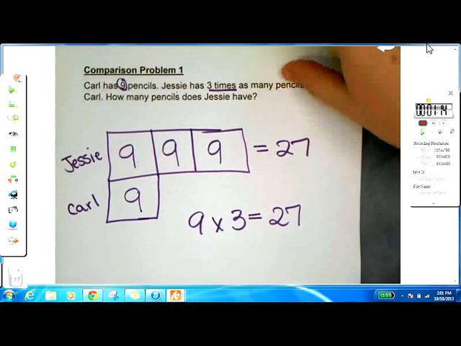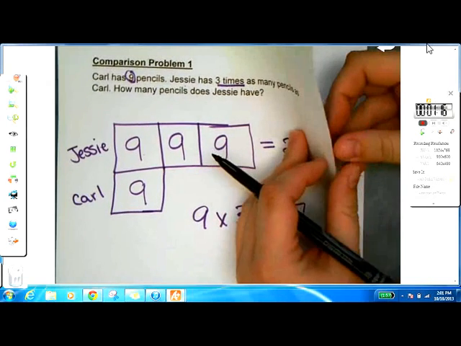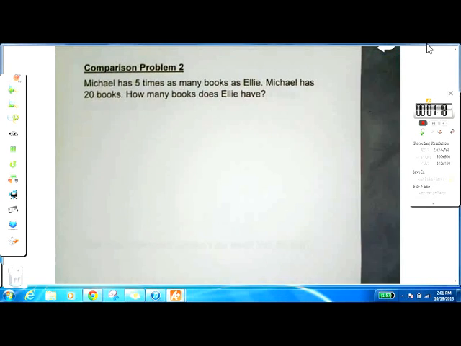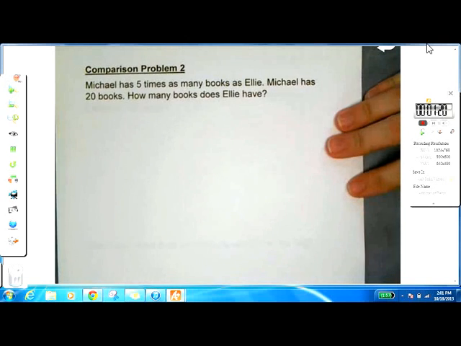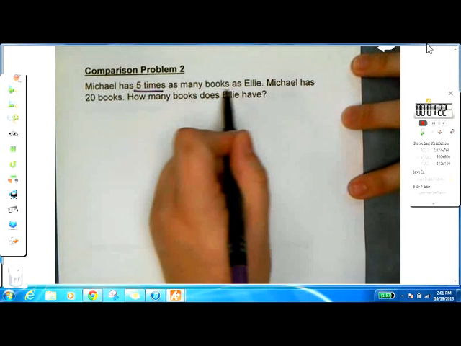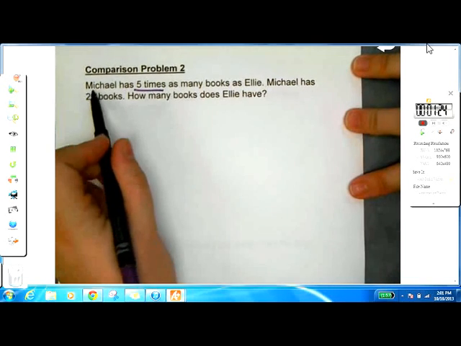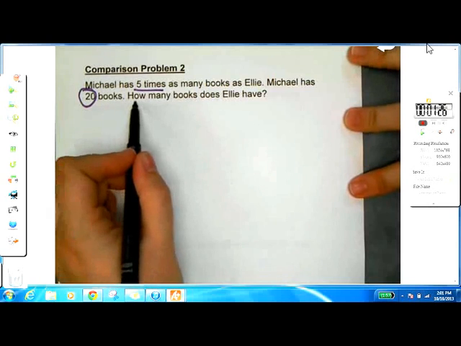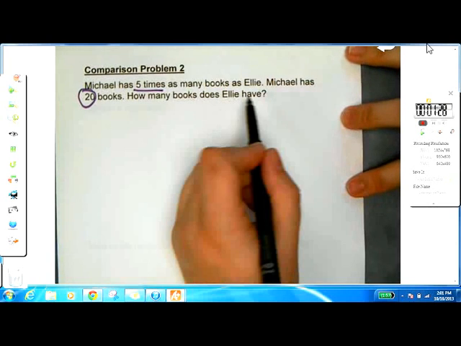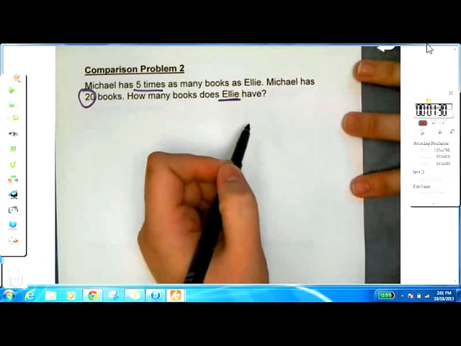In another comparison, we can take a total and then find the part. So here it says Michael has 5 times as many books as Ellie. Michael has 20 books. How many books does Ellie have? So we need to find Ellie's total.